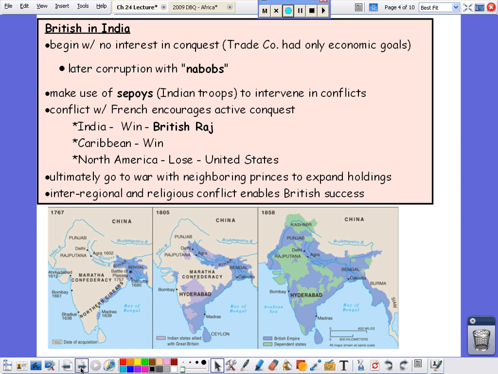Now, just like the Dutch in Java, when there are conflicts, you're going to let the locals do the fighting. So in India, we call these mercenaries, these locals that the British hire, we call them sepoys. So these would be Indian people that the East India Company hires and pays to fight for them. Now, why is this a good thing for the East India Company? Alia? Right, you don't lose British men. Why is this a good deal for Indians?